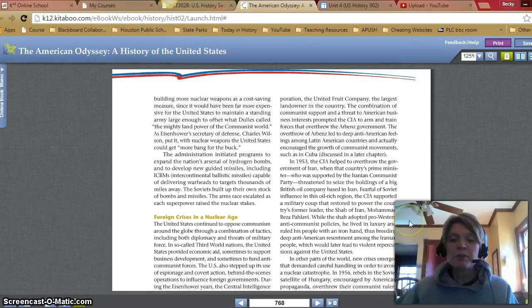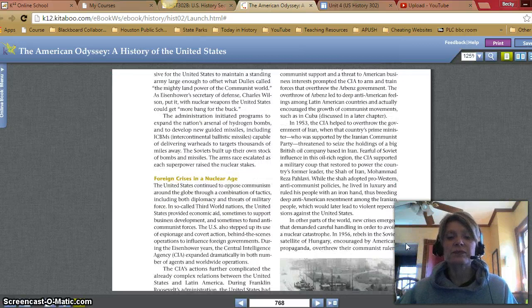While the Shah adopted pro-Western anti-communist policies, he lived in luxury and ruled his people with an iron hand, thus breeding deep anti-American resentment among the Iranian people, which would later lead to violent repercussions against the United States.